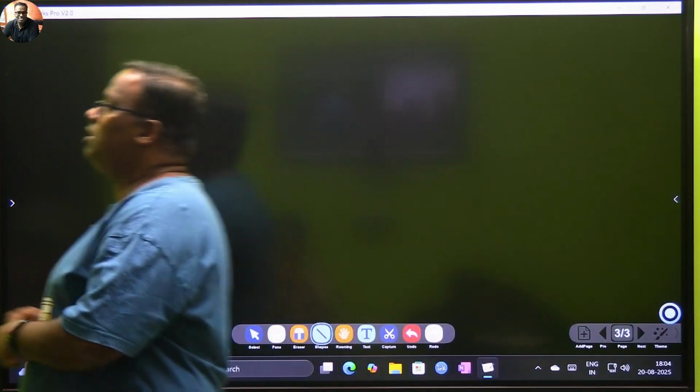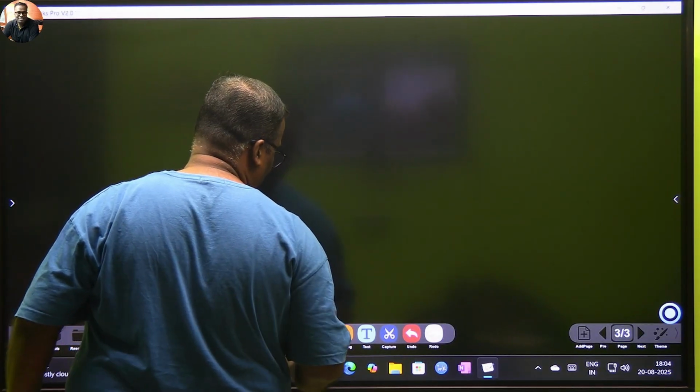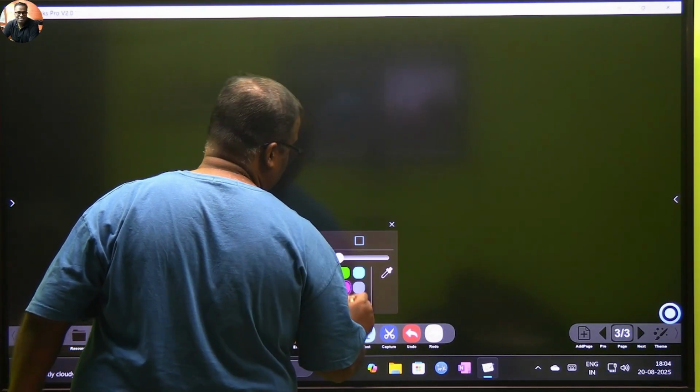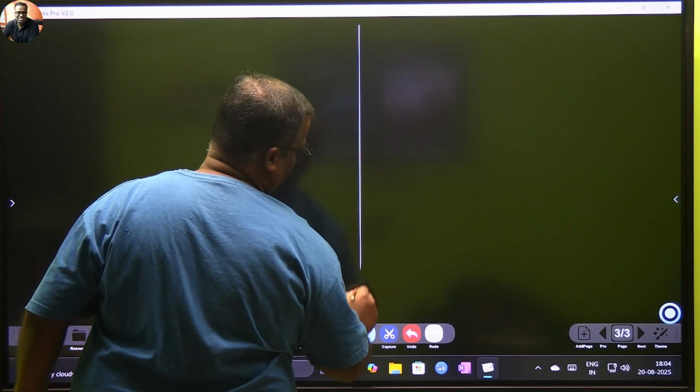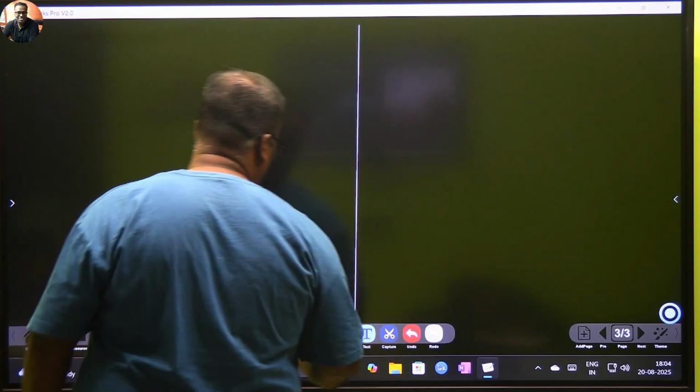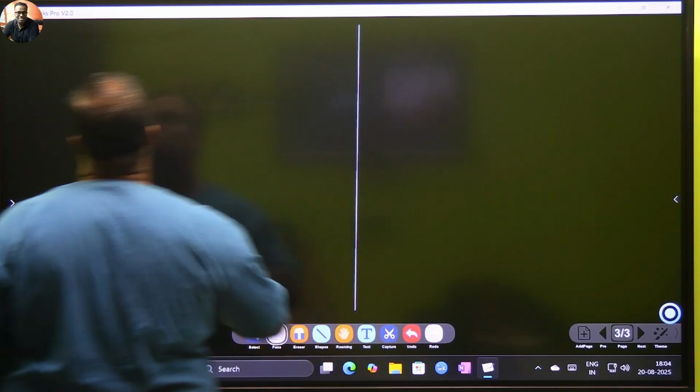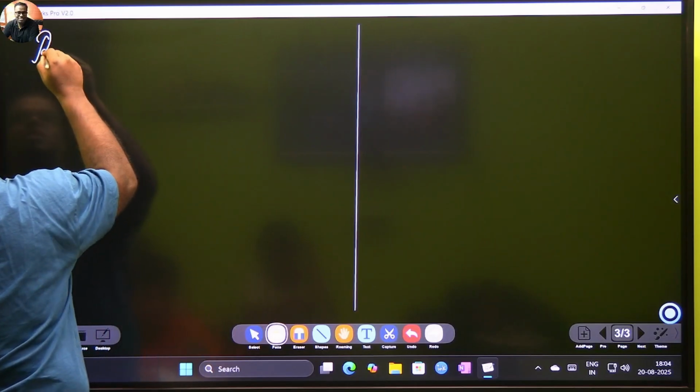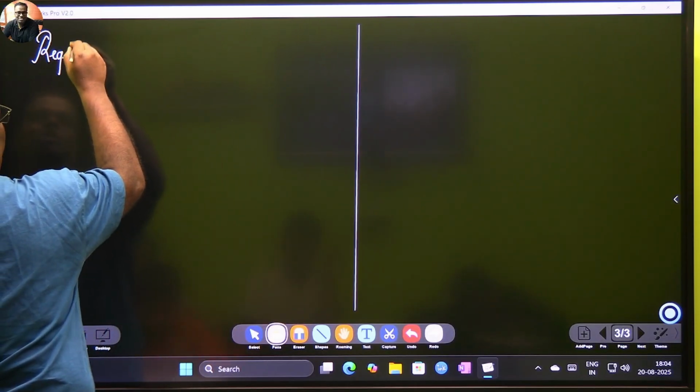Our next topic is to understand the difference between something called regular reflection and diffuse reflection. Now, this will be very interesting. Okay. We're going to understand a difference between two terms. One is known as regular reflection.